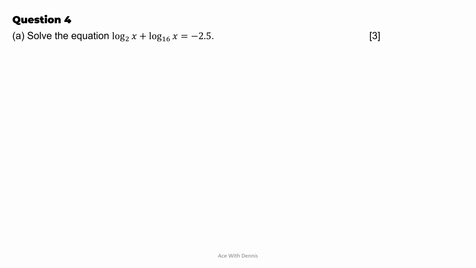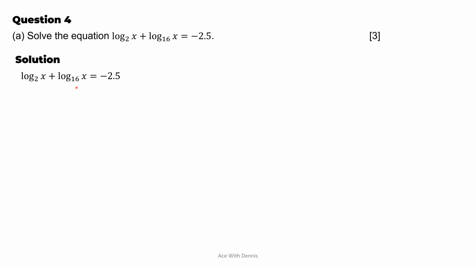Question 4 A. Solve the equation log 2x plus log 16x equals negative 2.5. 3 marks. Here is the solution. First of all, given this equation, log 2x plus log 16x equals negative 2.5, the very first thing that we need to do is check the base number of this log. These two logs have different bases. The first one is base 2 and the second one is base 16.